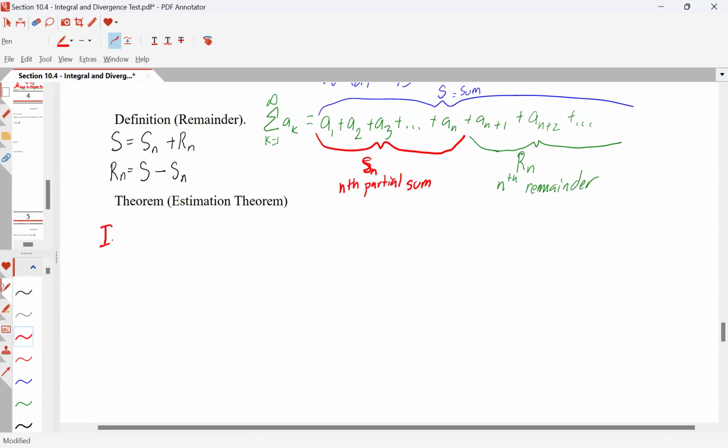This is the integral test estimation theorem. So I will repeat, this only works for integral test. If we use a later test on a series, the integral test will not help us estimate the remainder. This works for integral test series and integral test series only.